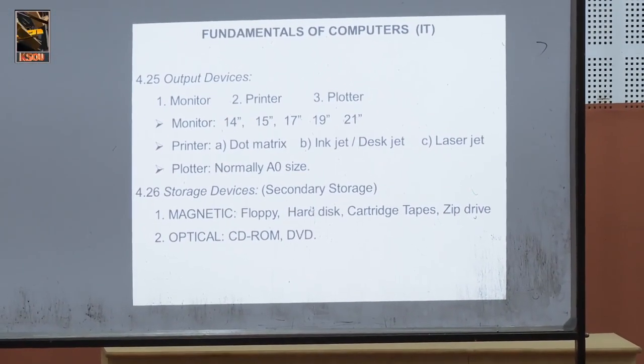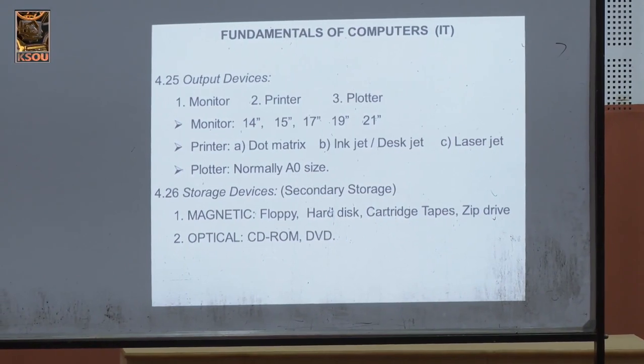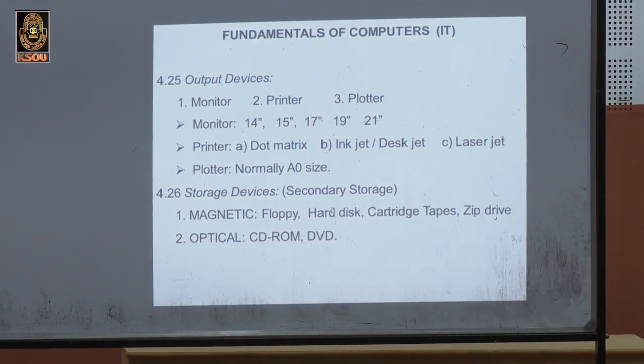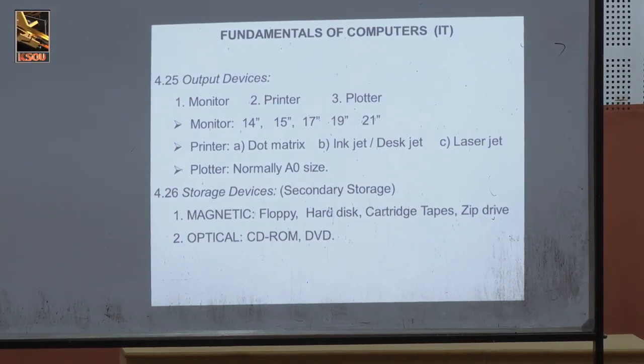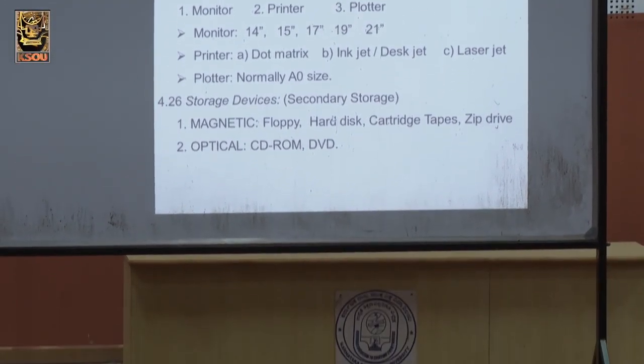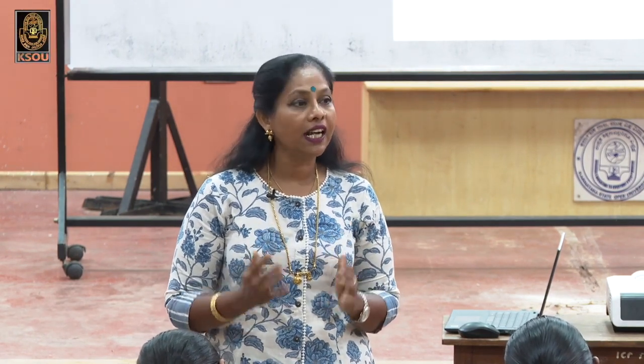In monitors also you have two types, monochrome monitor and color monitor. What do you mean by monochrome monitors? Black and white. Mono means single color. Color monitors, how do you get color? Very good, RGB. R means red, green and blue. With these three colors only you get combinations of different colors.